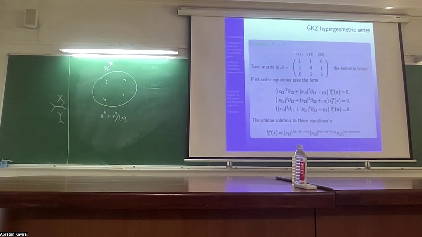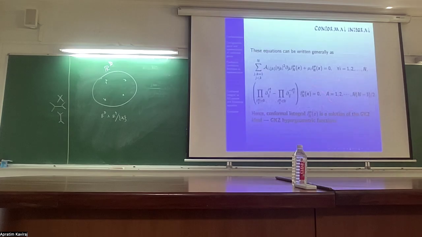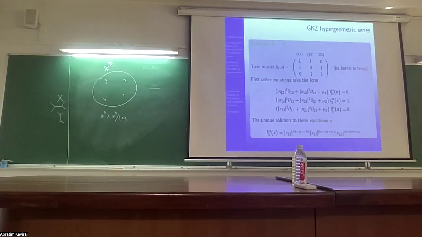Similarly, for n equal to 3, I had 3 things: 1, 2, 1, 3, 2, 3, and 1, 2, and 3 to look at. So this was the toric matrix. Again, there's no null vector. I have only the first set of equations. You solve it and you get this.